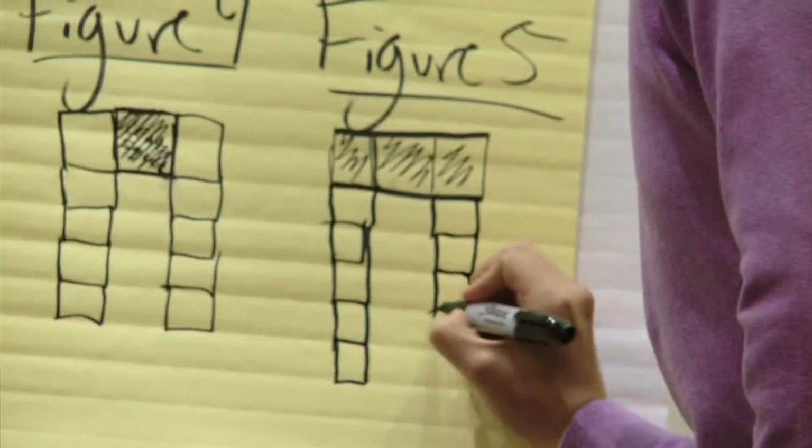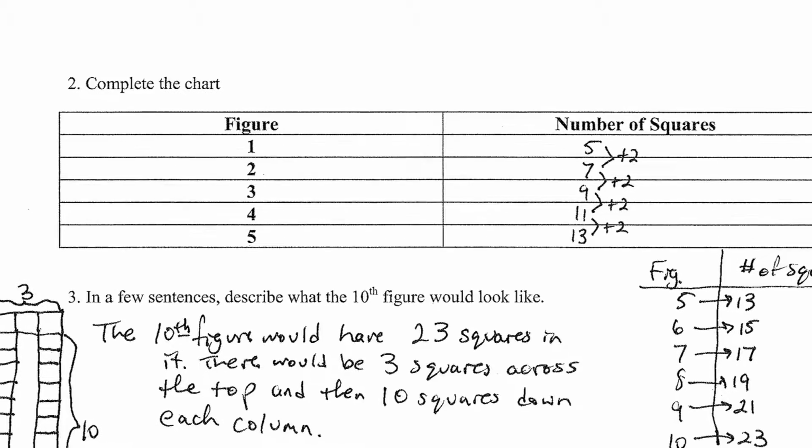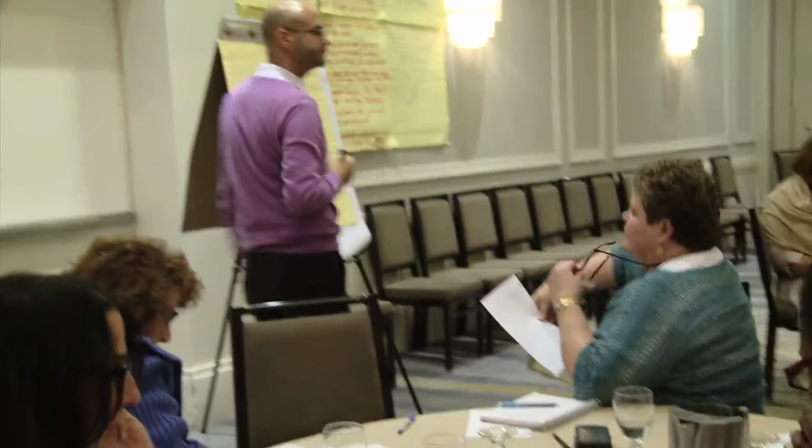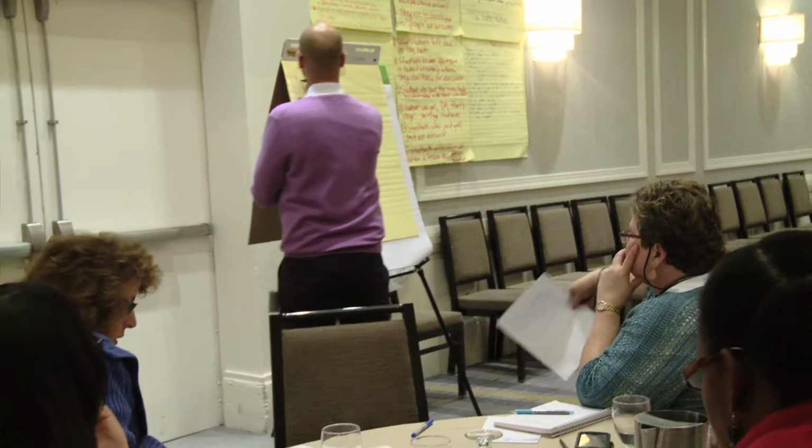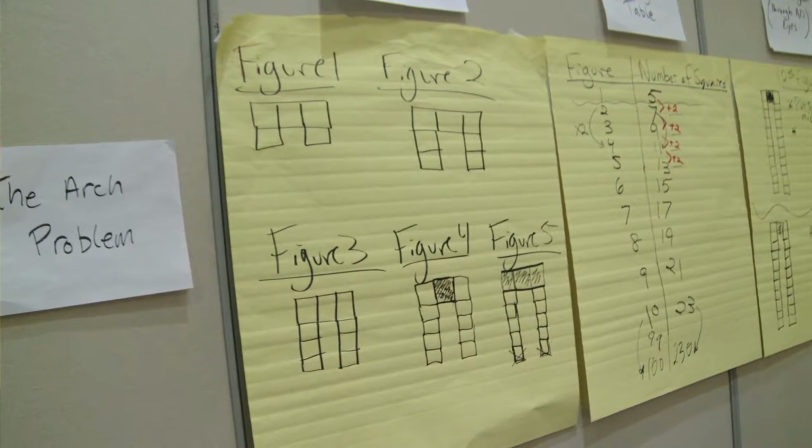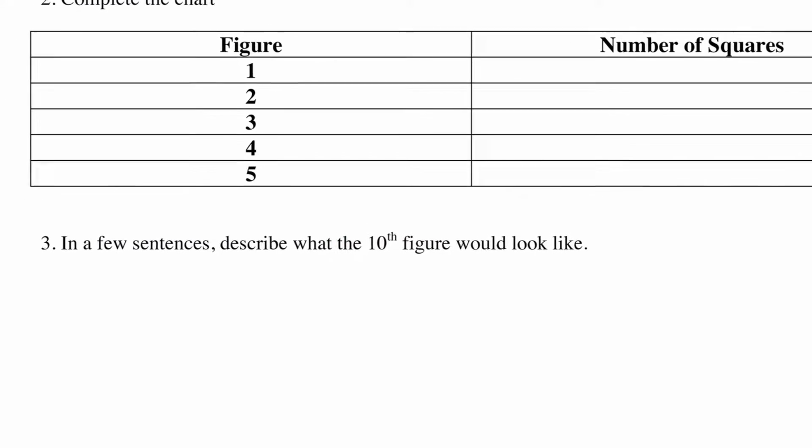So the next step is to take the information that you have just for those first 5 figures and put them on a chart. The idea of the chart is to be able to look for patterns in a different way. I asked you to pick a chart. What are the categories in my chart? Figure number, squares.